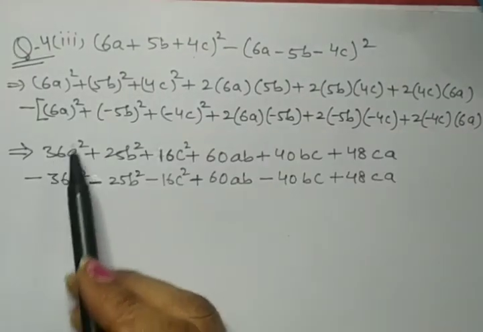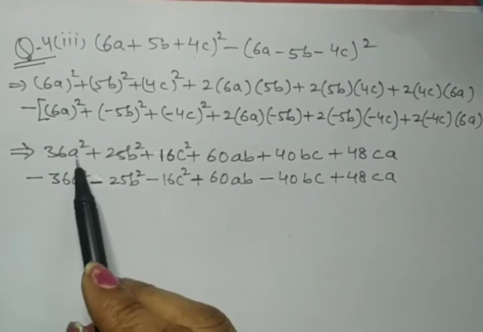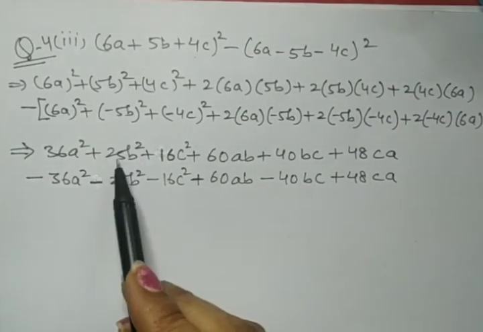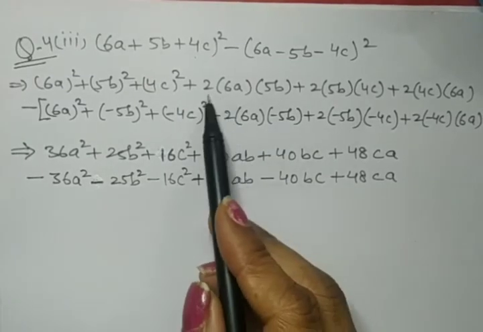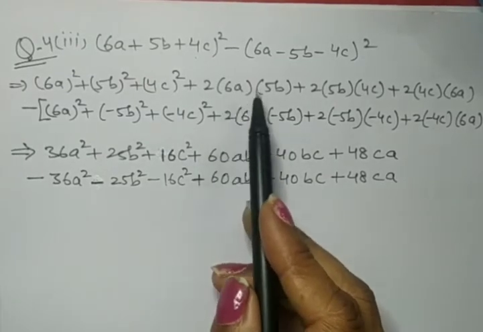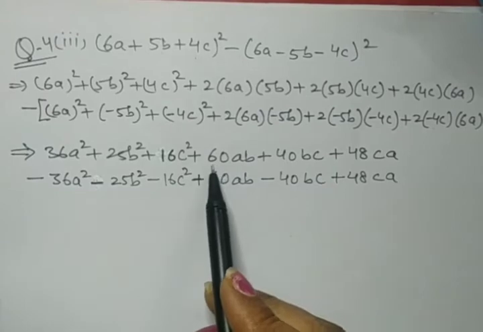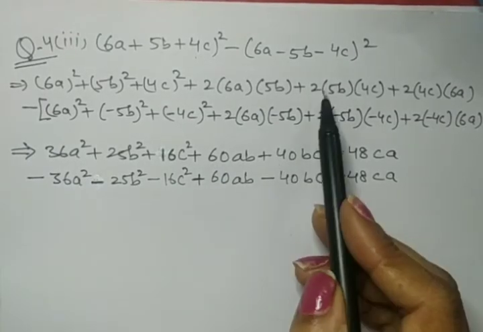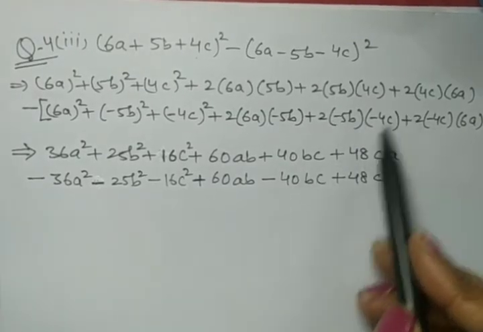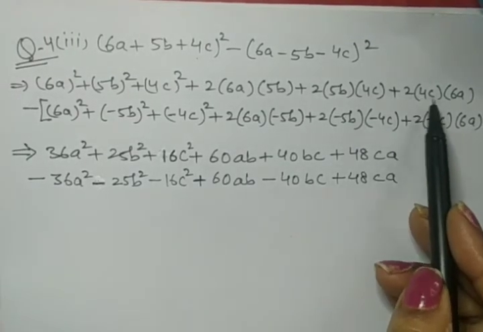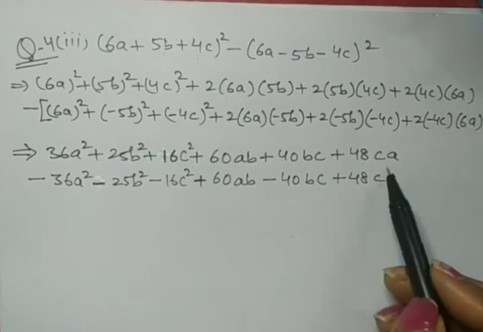So I got square of 6a, that is 36a square, plus 25b square plus 16c square plus 2 6s are 12, 12a multiplied by 5b we get 60ab, plus 2 5s are 10, 10 4s are 40, 40bc, plus 2 4s are 8, 8 6s are 48ca.